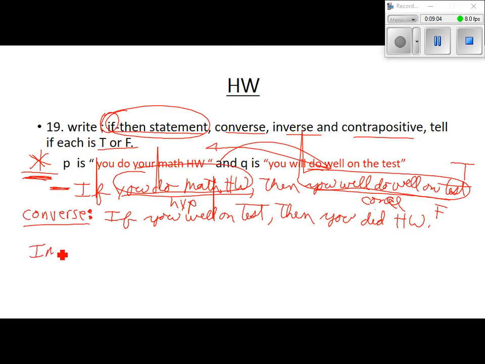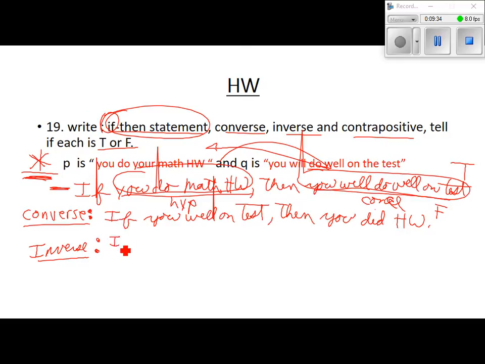Inverse. Looking back at your notes, what does the inverse do to the original statement? Negates both parts, right? So you're going to take this statement and you're not going to switch them around. You're just going to negate both parts. And that negate means you're going to make both of them sort of the opposite of what they did say. All right? So what's this part going to say? If you do not do your math homework.